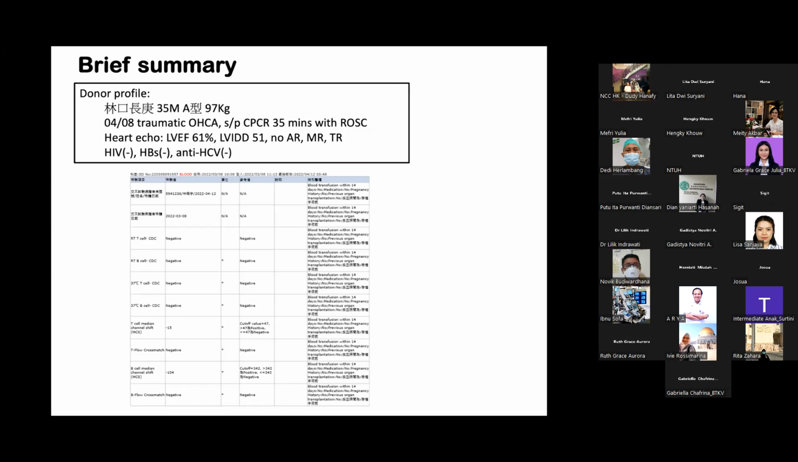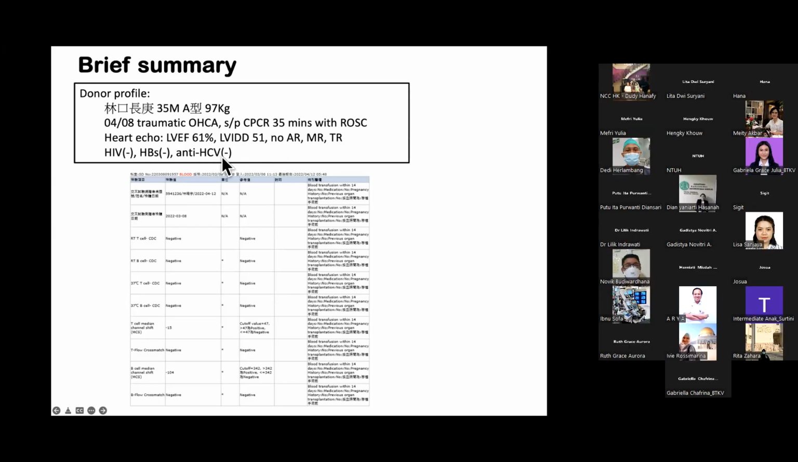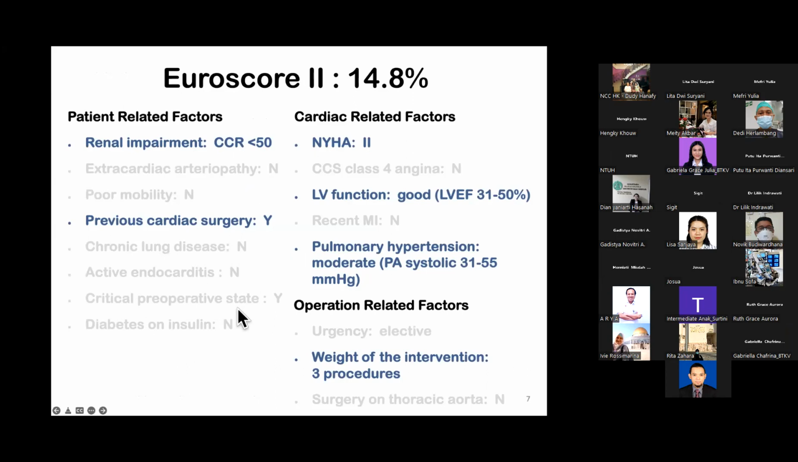Okay, let's go on. The donor shows the heart echo EF is good, the LV EDD is good, and there is no hepatitis C. We routinely check everything for cross-match, including the T cell, B cell, and cross-match. So it's dependent on the center.